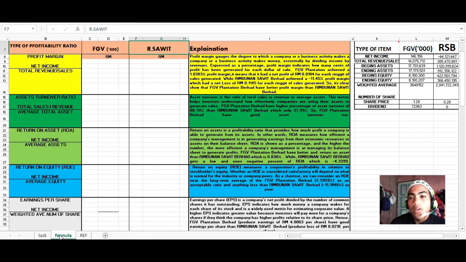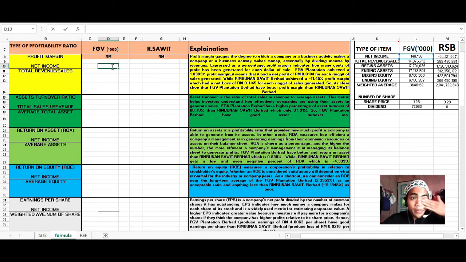Okay, now we go to the types of profitability and how to measure the ratio. So I chose FGB Holding and then RIMBUNAN SAWIT. FGB leads because it has a lot more profit than RIMBUNAN SAWIT in terms of the amount.